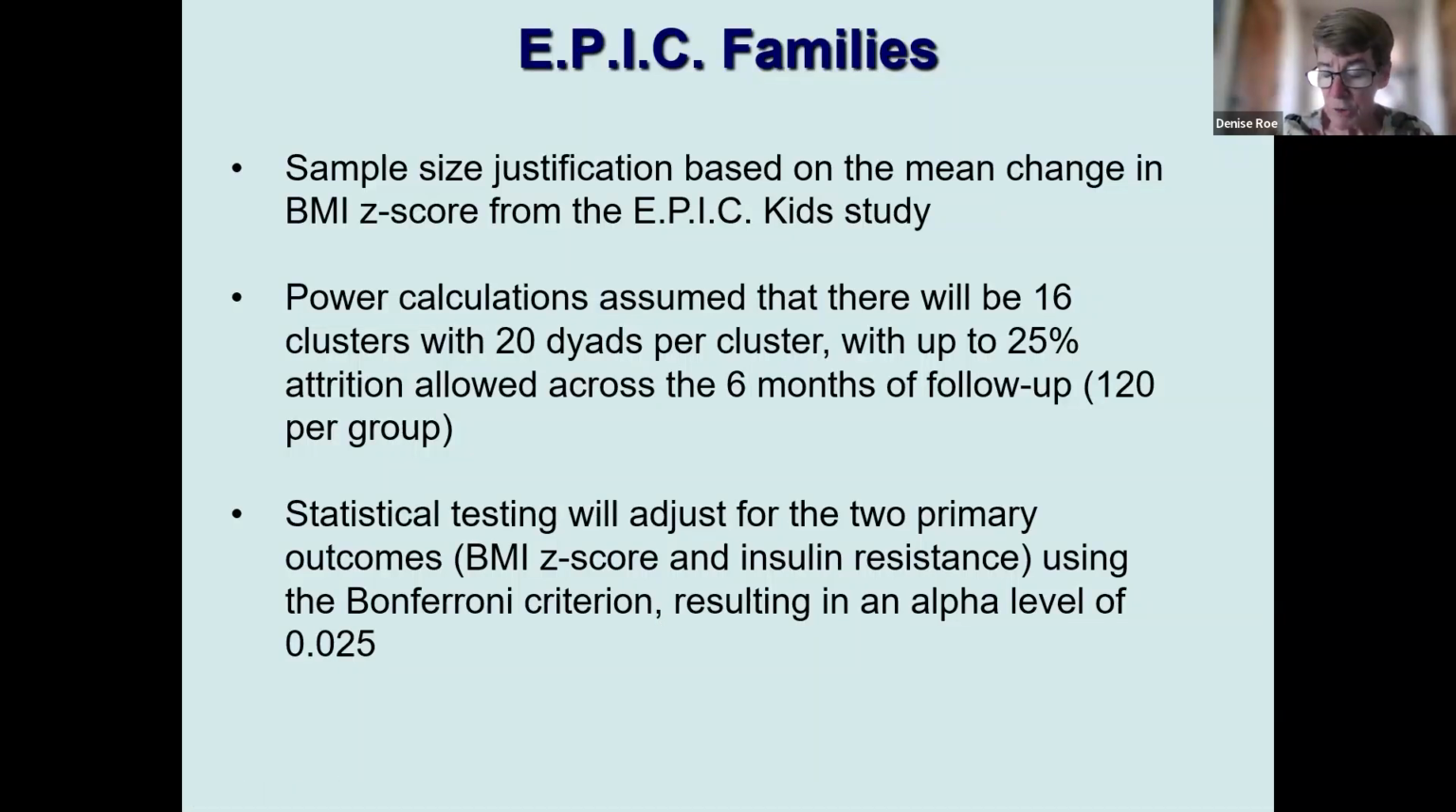And the Bonferroni criteria is straightforward. You just take your alpha level of 0.05 and divide it by the number of comparisons that you're going to do.